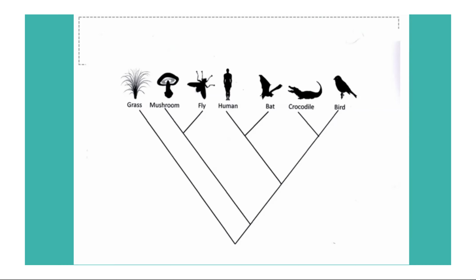The fly, I don't know if you can see my cursor, but the fly should be coming off of the tree between the divergence point when humans and bats branch off and between that and when the mushroom branches off. Because a fly is more related to humans and bats and crocodiles and birds than it is to the mushroom. Believe it or not, actually, in early genetics, this relationship between mushrooms and flies came out from evolutionary analysis.